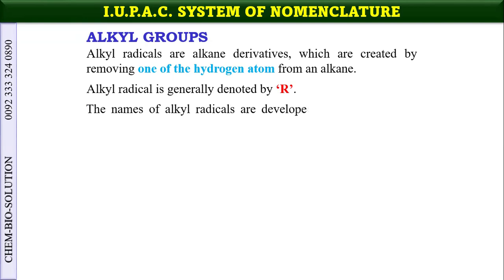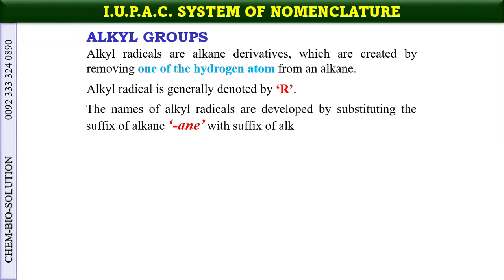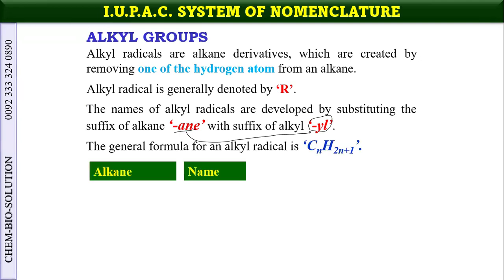The names of the alkyl radicals are developed by substituting the suffix of an alkane with the suffix of alkyl. So instead of -ane, we substitute -yl. So instead of methane, we write methyl. The general formula for an alkyl radical is CnH2n+1, because the general formula for an alkane is CnH2n+2. So only one hydrogen has been removed, so it is CnH2n+1.